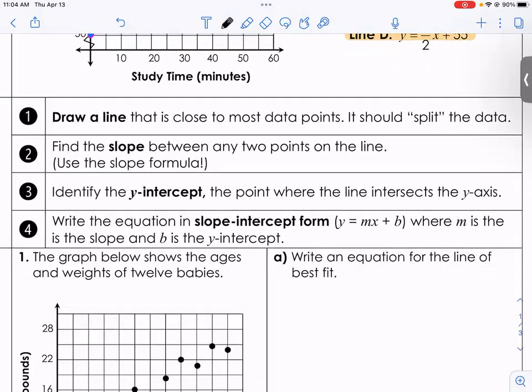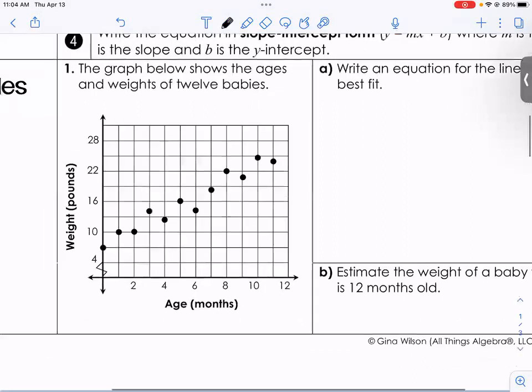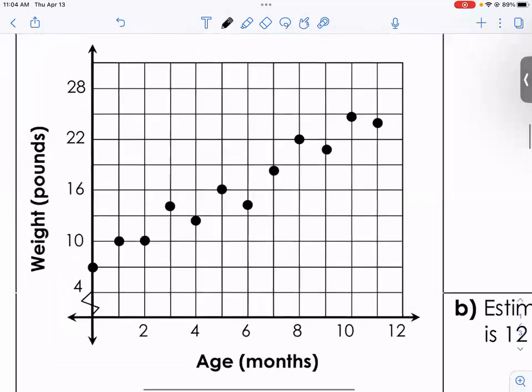Okay, we're going to have some data. You are going to need to draw a line that is close to as many data points as you can draw. Okay. Then we're going to find the slope and the y-intercept so we can write y equals mx plus b. Okay. So here we go. Here's number one.